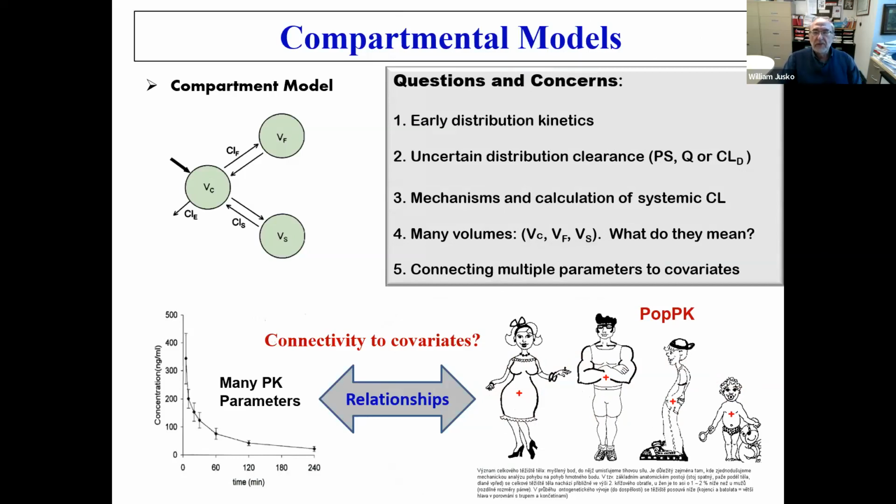What's happening in the early distribution phase? What does distribution clearance mean? How do we deal with various sites of clearance? There are 3 volumes. What do they mean? And it's shown at the bottom. There are multiple parameters. How do we connect them to covariates? The last part involves population modeling. And there's actually quite a large industry that's evolved because of the complexities in connecting the PK parameters with a wide variety of possible variables that can be captured in doing studies in subjects.